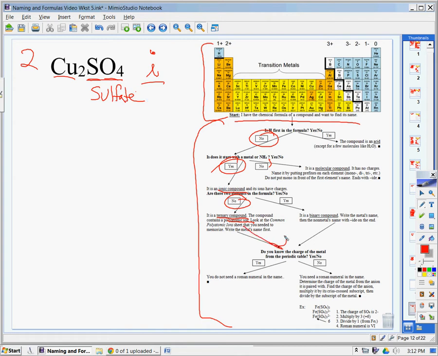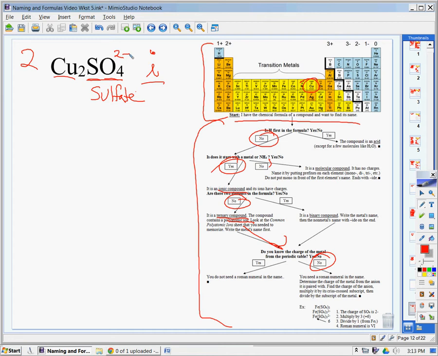Do you know the charge of the metal from the periodic table? Well, if we look up copper, it's in this section, the transition metals, which we don't know what the charges are. Remember, copper is one of the elements that we have to have a Roman numeral with. It could be 1+ or 2+. So therefore, you need a Roman numeral and you determine the charge from the anion it's paired with. In other words, you have to look up the charge of sulfate. Sulfate's 2-. You find that out from your list of common polyatomic ions.